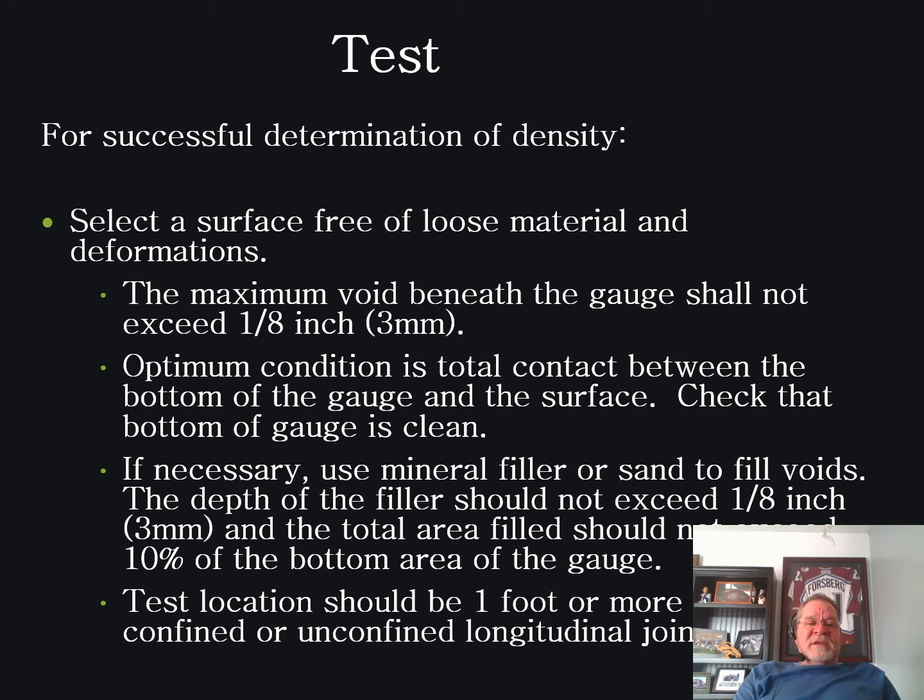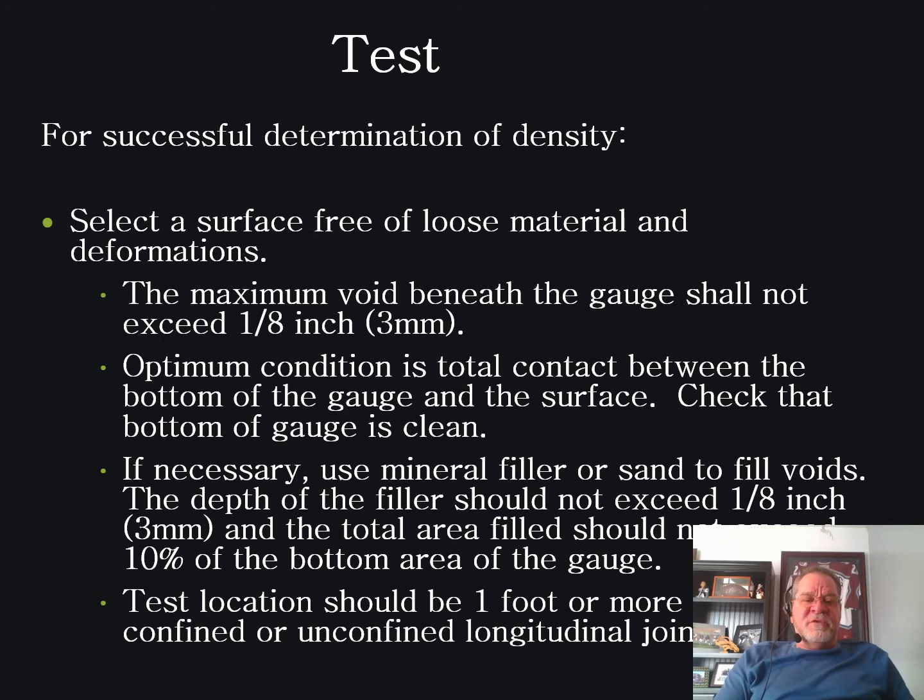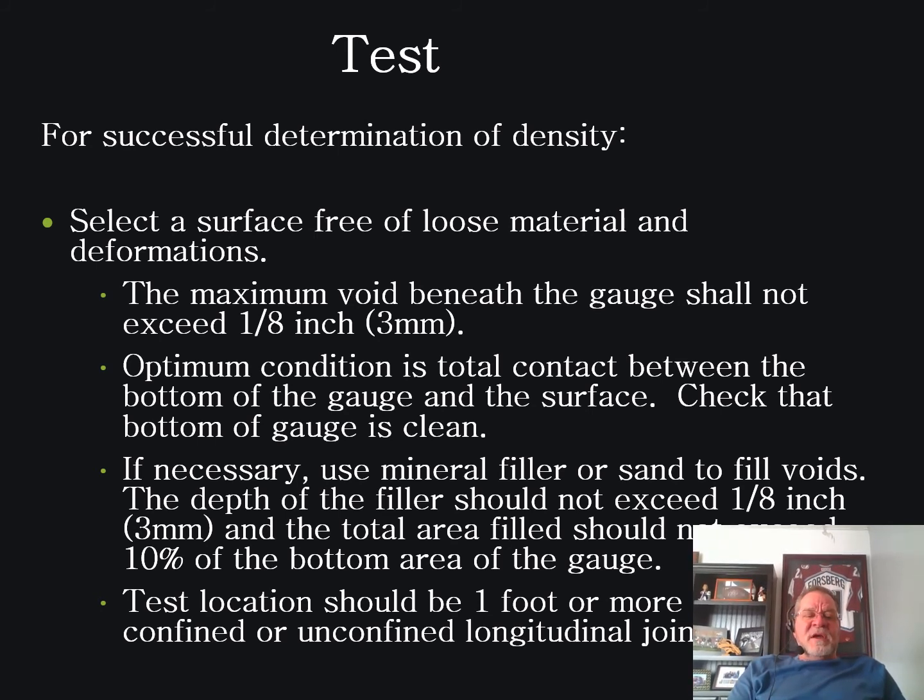So to determine if the density test was successful, or to get a successful test, you'd want to make sure the surface is free from any loose materials and deformations. The maximum allowable void space under the gauge shall not exceed 1/8 of an inch. Optimum condition is when the gauge is in total contact with the surface. One way to do that is to use a mineral filler or sand to fill the voids. The depth of the mineral filler, again, should not be greater than that 1/8 inch, and the total area filled should not exceed 10% of the bottom area of the gauge. Test location should be 1 foot or more from a confined product or an unconfined longitudinal joint.